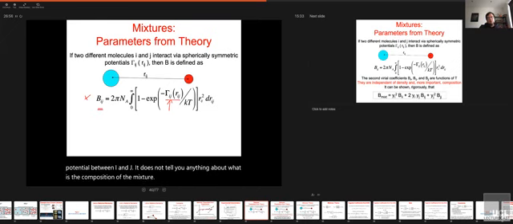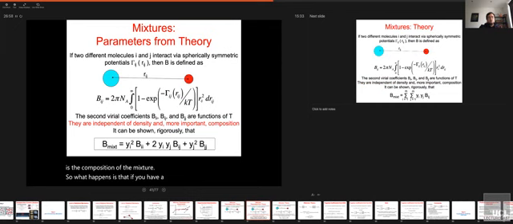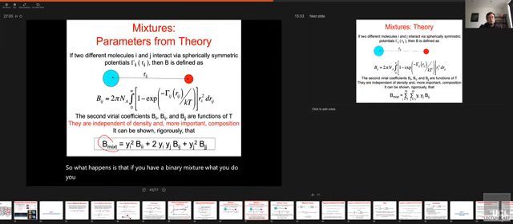So what happens is that if you have a binary mixture, you extract the second virial coefficient for that binary mixture, knowing the second virial coefficients that represent interactions between II, JJ, and IJ molecules. So in other words, we need to do these calculations here to find out what BII is, what BJJ is, and what BIJ is. And then by knowing what the composition of the mixture is, you can apply this equation down here to find out what the second virial coefficient of the mixture is.